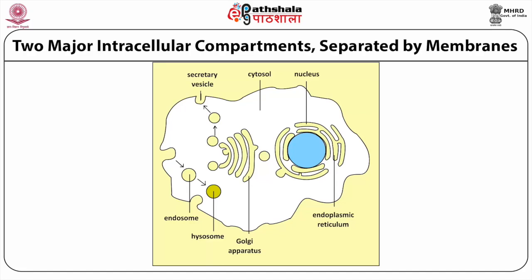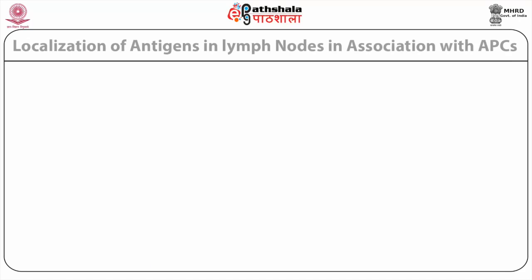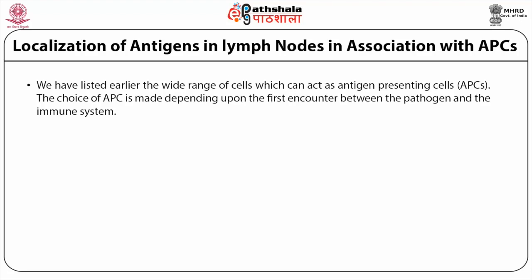Phagocytic cells are the ones which are involved in the uptake of particles or pathogens which end up in their endosomes. We have discussed important phagocytic cells in one of the early modules. We have also listed earlier the wide range of cells which can act as antigen presenting cells. The choice of the APC is made depending upon the first encounter between the pathogen and the immune system.